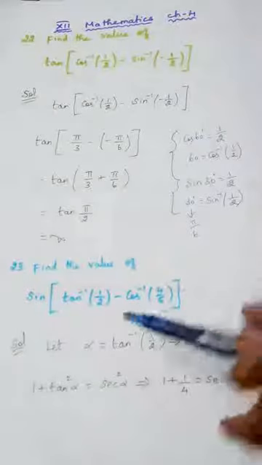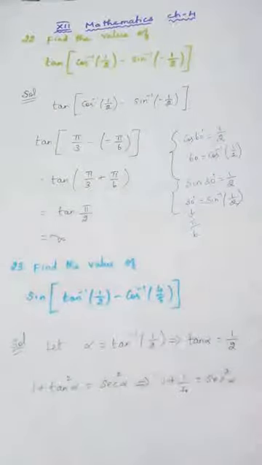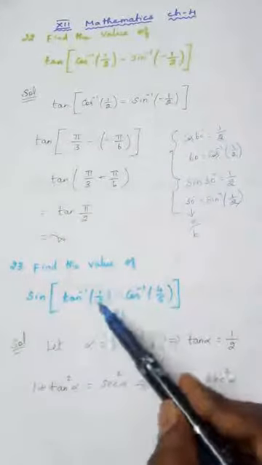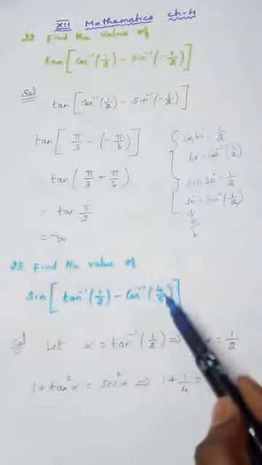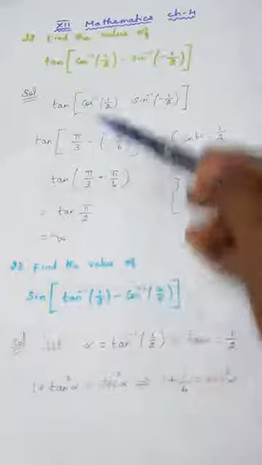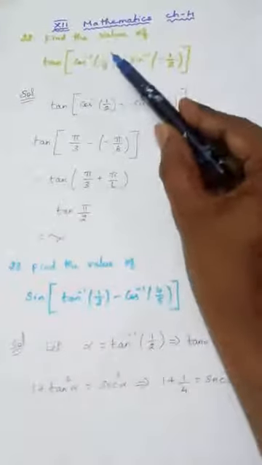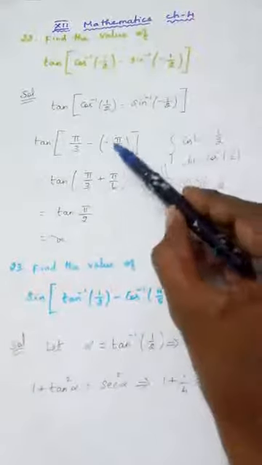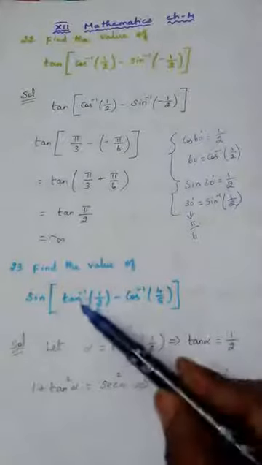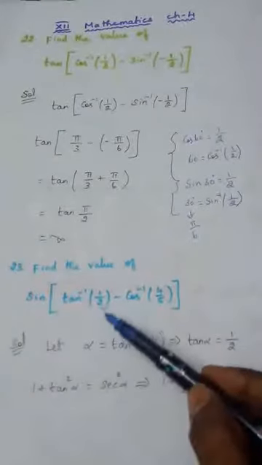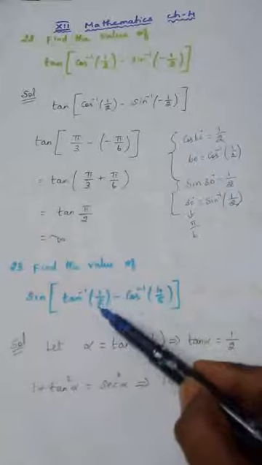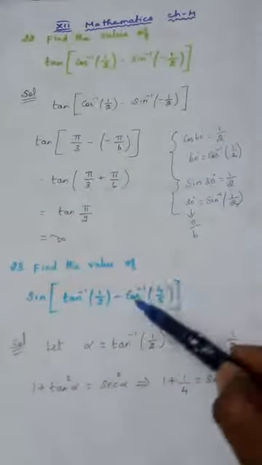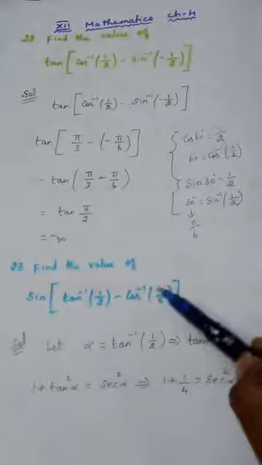Just listen to what I am telling. If a problem is like this, sine of tan inverse 1 by 2 minus cos inverse 4 by 5, I don't know the value. If you compare with the previous sum, for cos inverse 1 by 2 we can find an angle. Similarly, for sine inverse 1 by 2, we have an angle. But here it is tan inverse 1 by 2, and we don't know exactly what the value is because we don't have 1 by 2 in the table. Similarly, in the cos table we don't have 4 by 5.